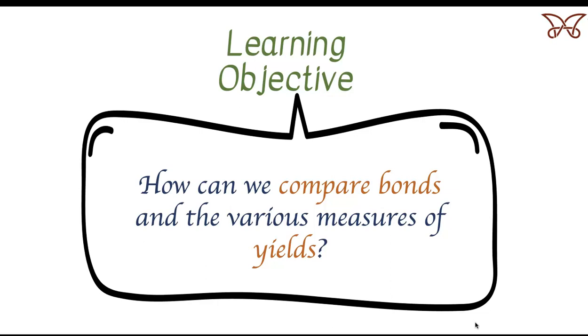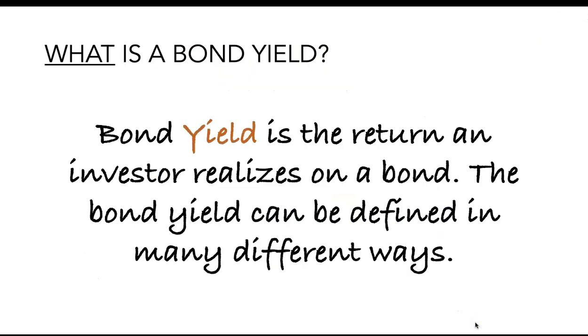Now that we know everything about bonds, we shall turn our attention to mastering yields and to comparing different bonds. Bond yield is the return an investor realizes on a bond. The bond yield can be defined in different ways. Setting the bond yield equal to its coupon rate is the simplest definition. The current yield is a function of the bond's price and its coupon or interest payment, which will be more accurate than the coupon yield if the price of the bond is different than its face value.